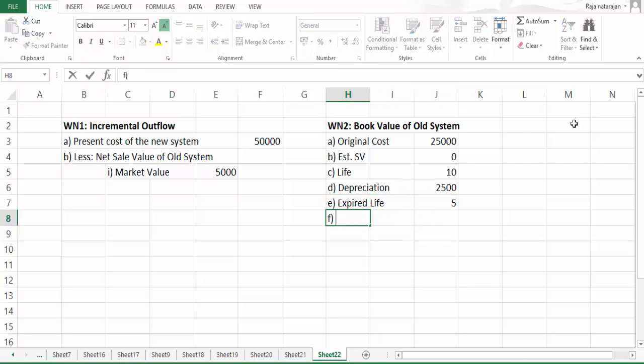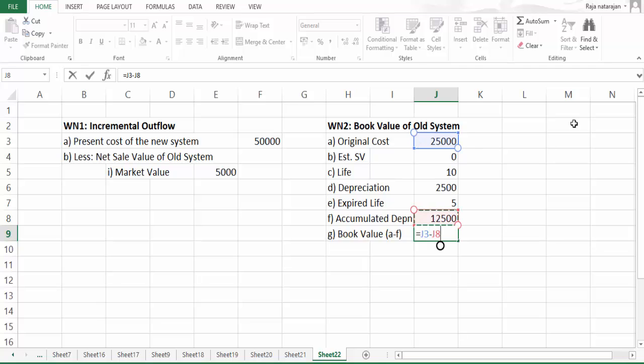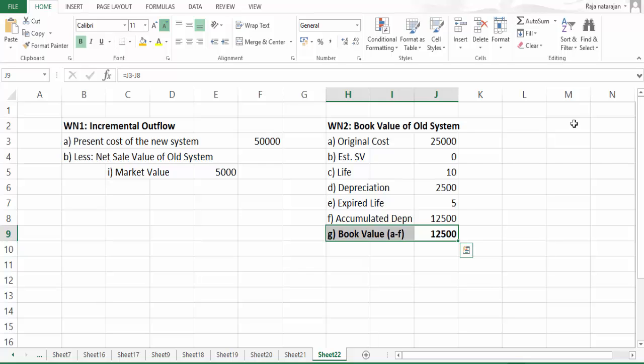So what is the depreciation, or we'll say accumulated depreciation? What is the accumulated depreciation on this machine? And it is nothing but 2,500 into 5, 12,500. So we know the accumulated depreciation. If we deduct this accumulated depreciation from original cost, we'll get the book value. So I'll write book value, and that's nothing but A minus F. Okay, so that's going to be 25,000 minus 12,500. So the book value is 12,500.